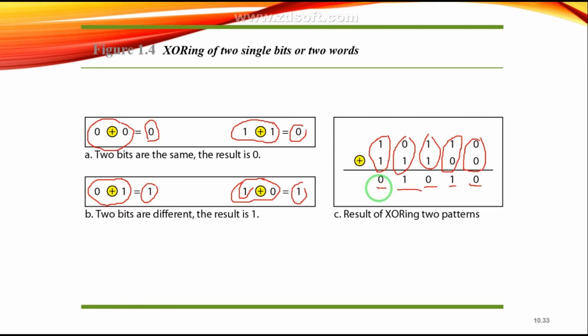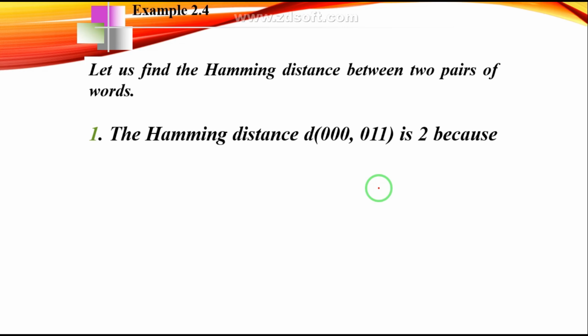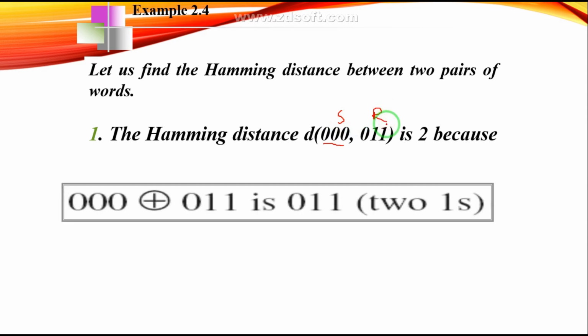It is simple. So let's start calculating the Hamming distance. You can see over here, the sent code is 000 and the received code is 011. So we take the XOR of 000 and 011, and you would find the output is 011.